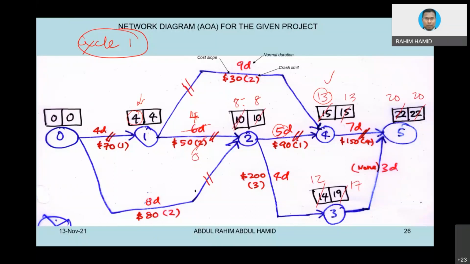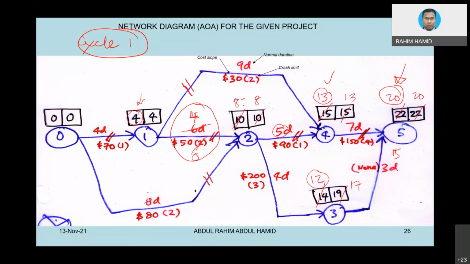How about, go back here, down here, activity 2, 3. 8 plus 4 equivalent to 12. Okay, that should be fine. 12 plus 13 equivalent to 15, which is not affected. And 13 plus 7 equivalent to 20. Okay, so it looks like we managed to crash this activity, and then we basically achieve 20 days.